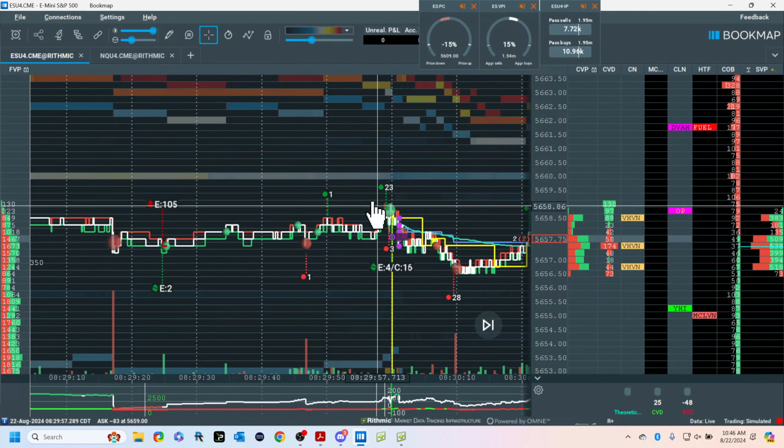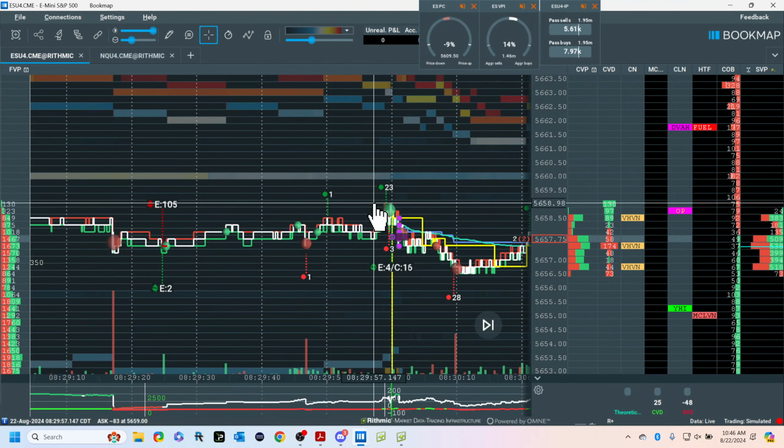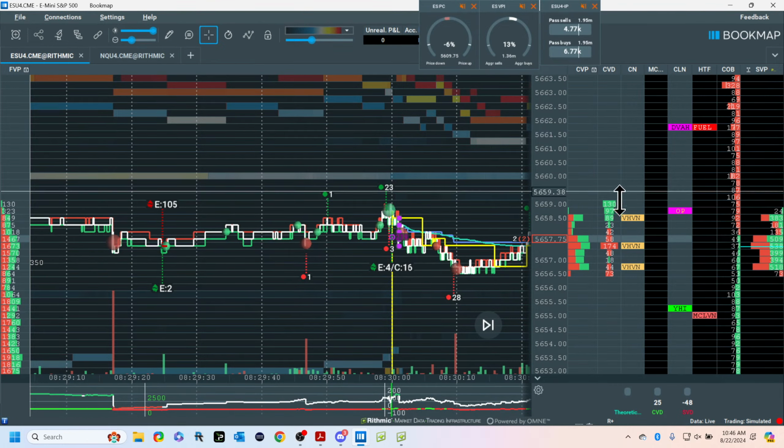Now, here's what else I know. This is the opening swing high. So what I know is if I get sellers and I'm in a gap, why might I get sellers? Well, anything can happen.